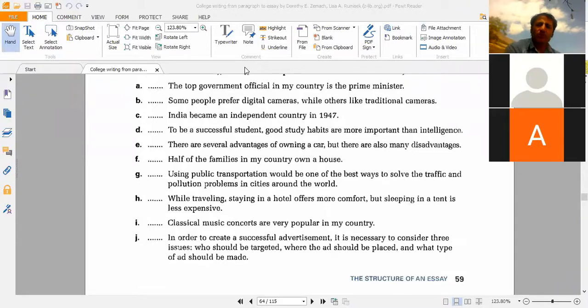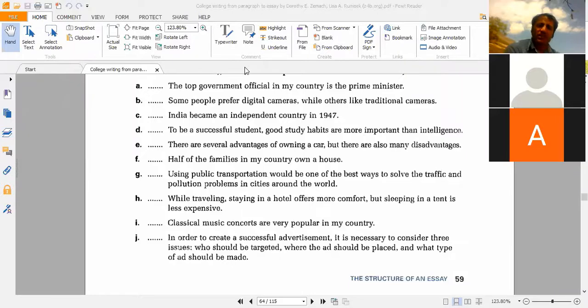Using public transportation would be one of the best ways to solve the traffic and pollution problems in cities around the world. This is again a strong thesis statement. This can be taken as a kind of thesis statement.